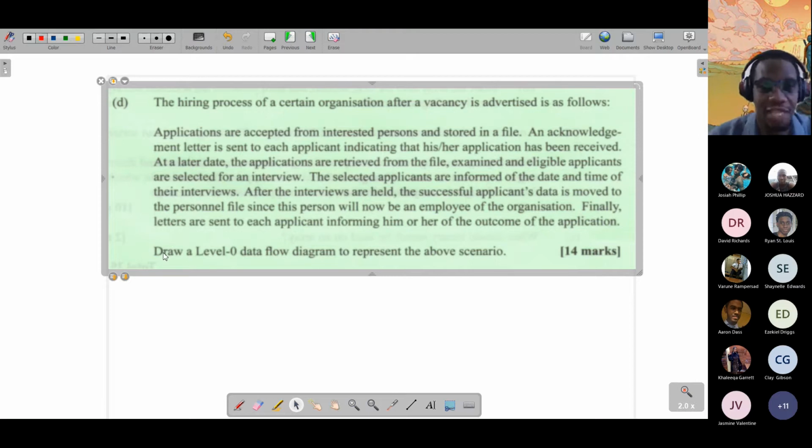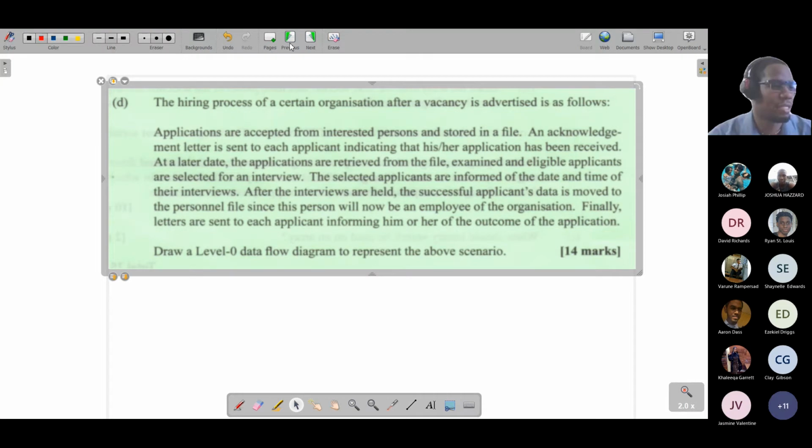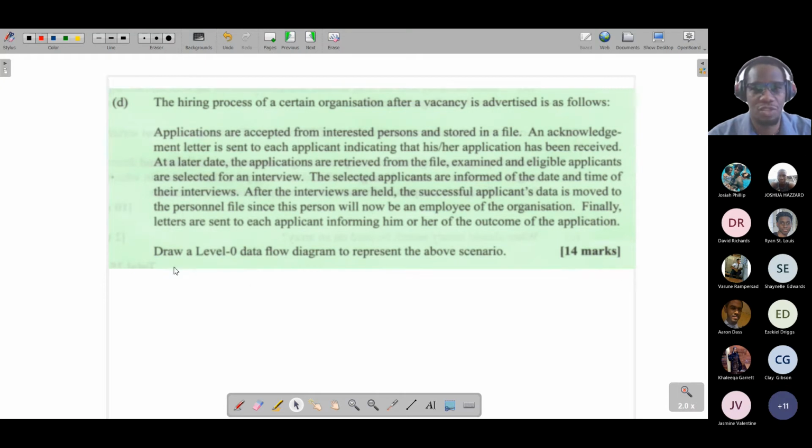Thank you. So they have the level 0 diagram, they're requesting that of us. But we actually have to draw a detailed diagram. 14 marks means that they want the first level diagram. For a couple of years, CAPE had some wording in here that was a little off. What I would suggest is that we draw the context level diagram so that we can understand the way in which the system should work.